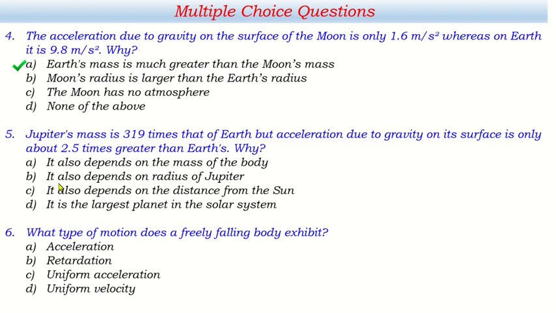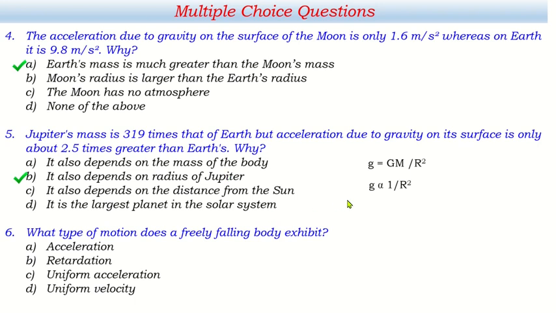Okay, let's come back to B. It also depends upon radius of the Jupiter. Yes, this is correct. Actual reason behind this can be explained this way. Small g depends upon two major factors: mass of the heavenly body and radius of the heavenly body. And mass of the heavenly body is very huge here, 319 times than that of the Earth. And radius of Jupiter is also very huge than that of the Earth. Because of the increase of radius, acceleration due to gravity decreases, because g is inversely proportional to r square. That's why acceleration due to gravity is not so high, only 2.5 times greater than that of the Earth.